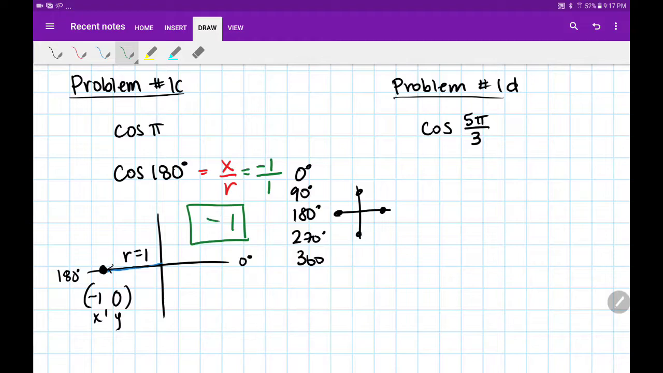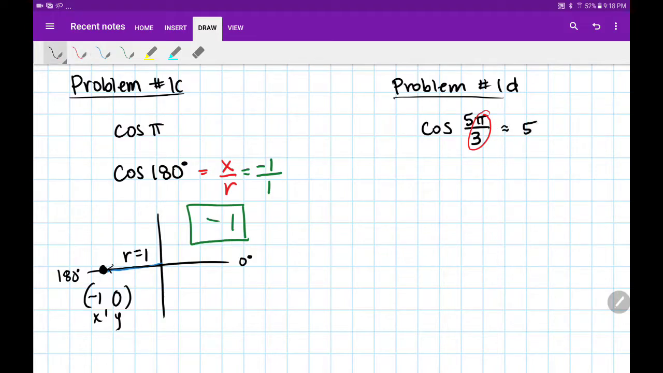Okay, let's do problem number 1D. This is a more typical problem. I started us off with a kind of funky one that will lay on the axis. Now let's do a more normal looking problem. So cosine of 5 pi over 3. So first step, convert to degrees. I see I have a pi over 3, which is 60. So I'm going to be doing basically 5 times 60, which is 300. So I'm going to rewrite this as cosine of 300 degrees.